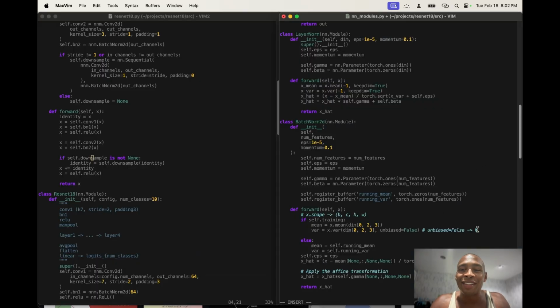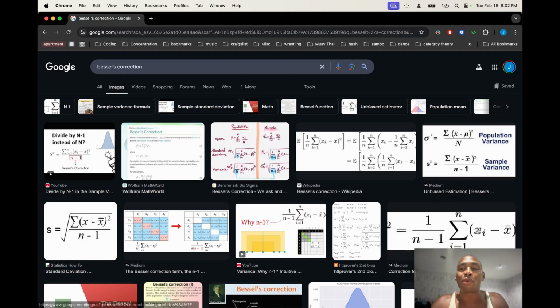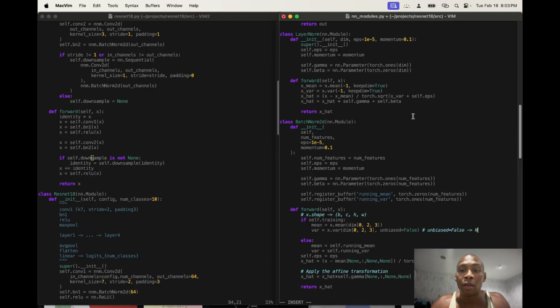Even though technically a batch is a sample, we're considering the batch to be the population. So we don't want to use Bessel's correction, which is n minus one for a sample variance. We want to use n for the population variance, right? So unbiased is false.